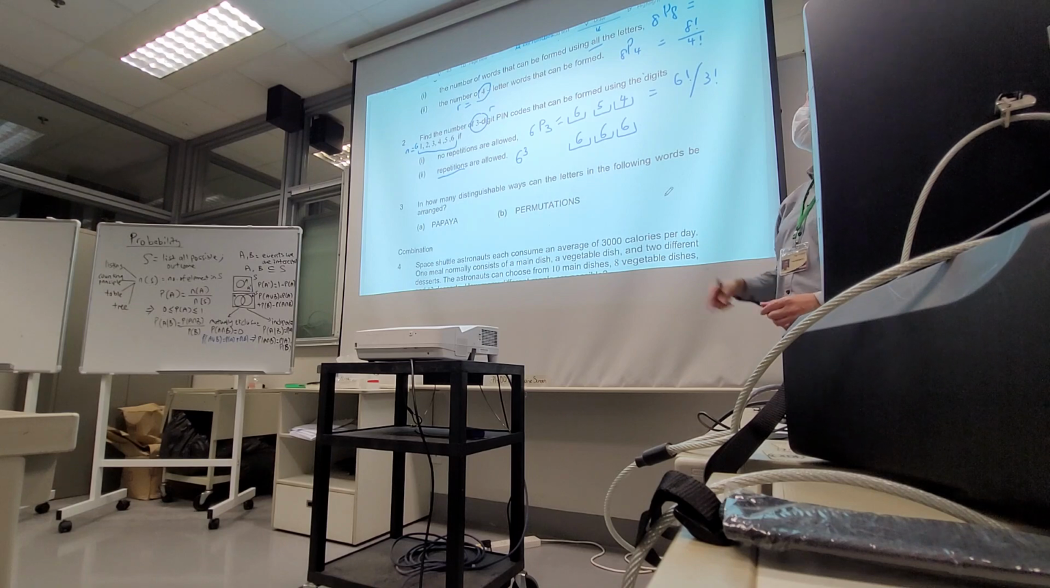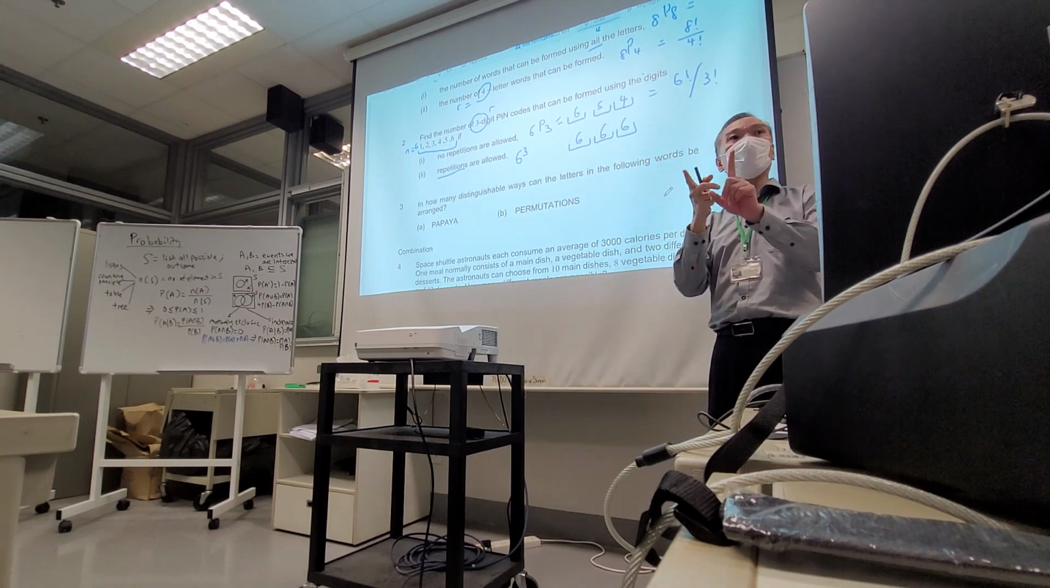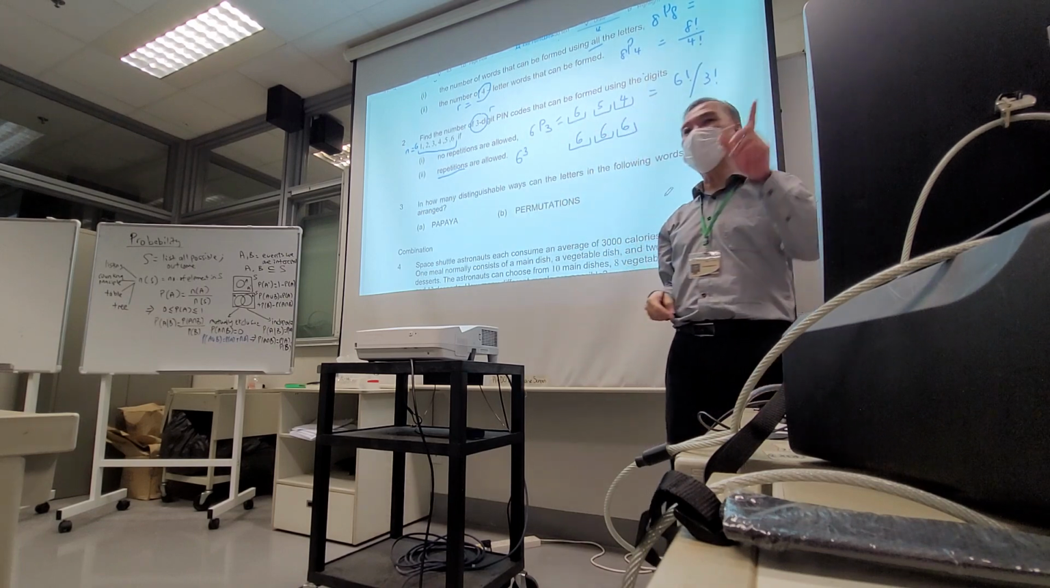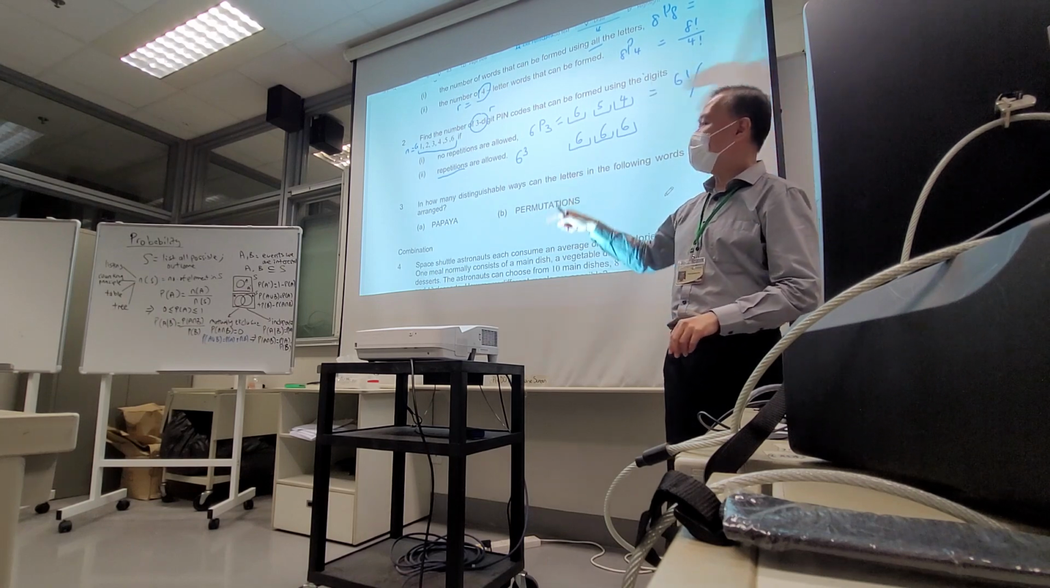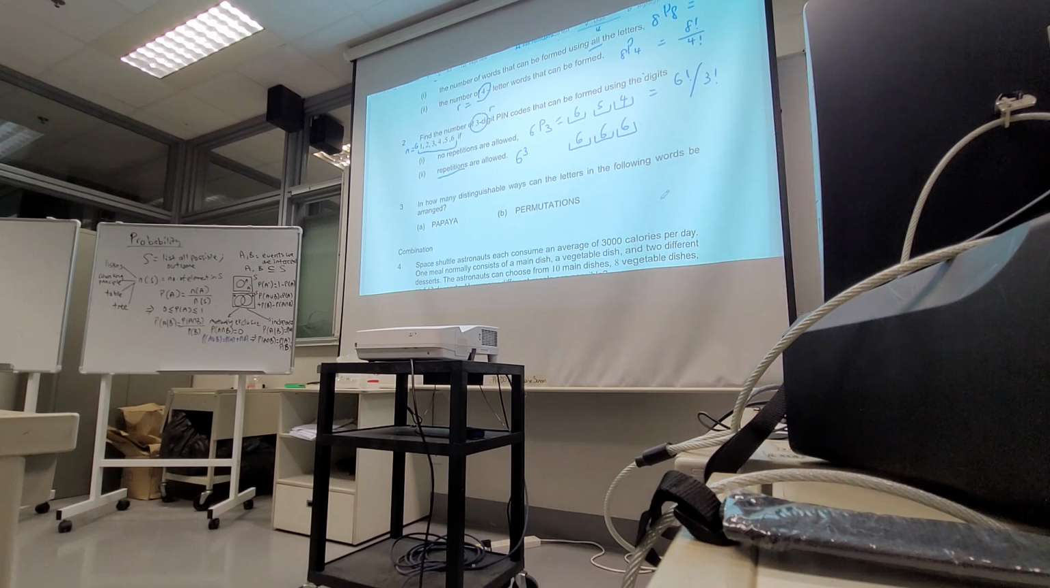Question number 3, also very easy. The only thing you can see is that it is with non-distinct letters. Because you can see papaya: P appears 2 times, A appears 3 times, but Y is unique. So how many ways can I arrange this? I have 2 P, 3 A, and 1 Y. The number of ways is 6 factorial.